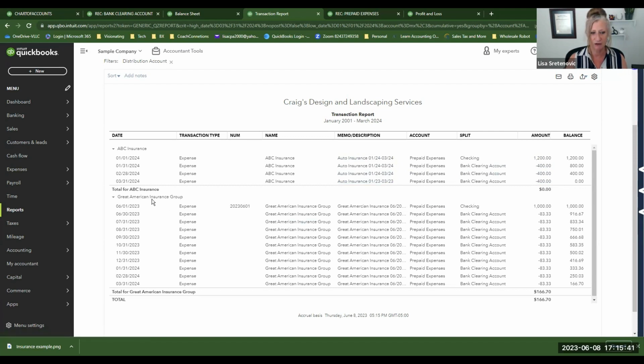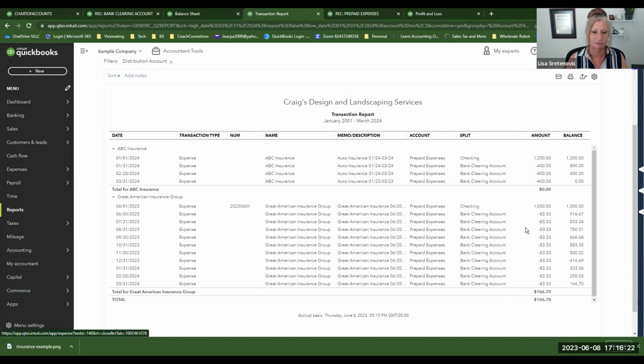On the other hand, our Great American Insurance was initially paid in June of 2023, and it is not yet fully amortized. We're expecting it to go all the way through May of 2024. So we've got a couple more months of amortization left on that one. And now we can see that that is what makes up our balance of $166.70.